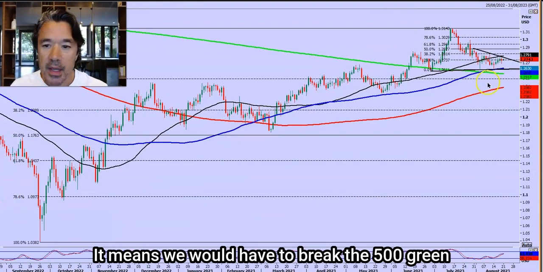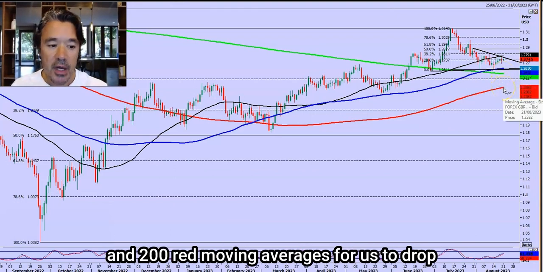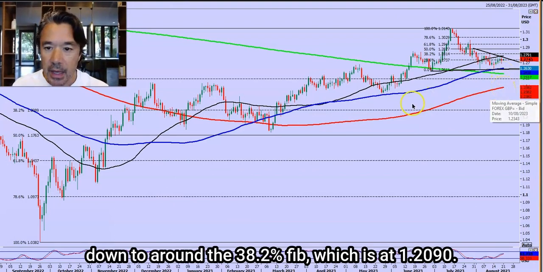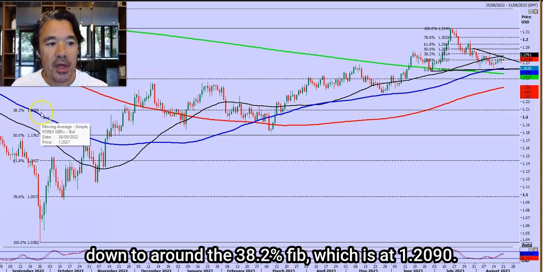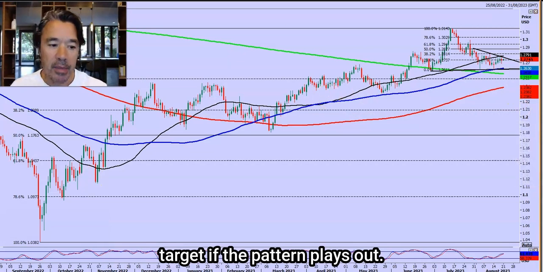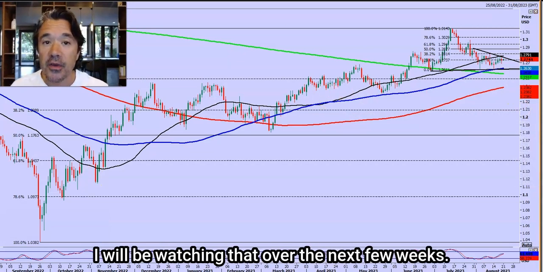It means we would have to break the 500 green and 200 red moving averages for us to drop down to around the 38.2% fib, which is at 120.90. So that would be a reasonable target. If the pattern plays out, I will be watching that over the next few weeks.